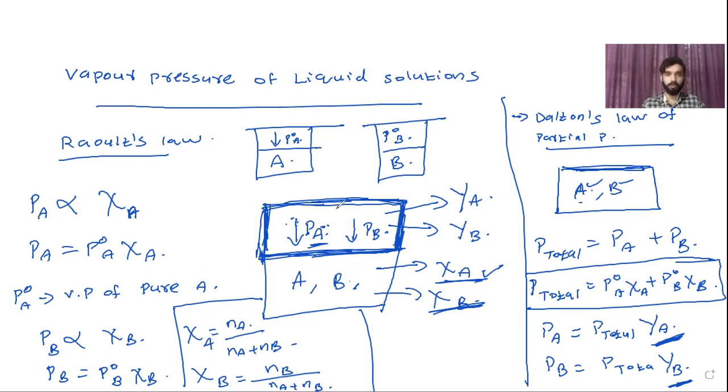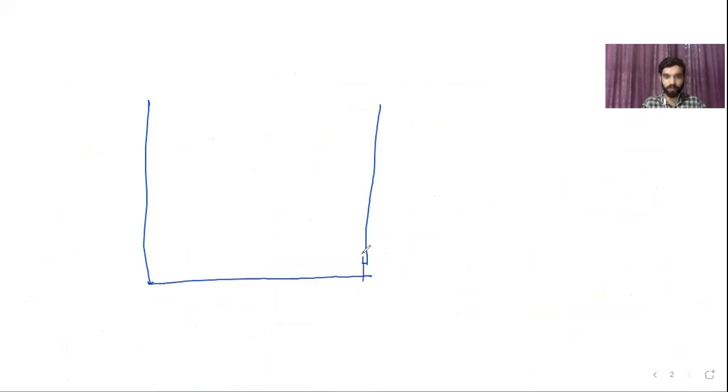Okay, so now we'll move to the graph of it, how to represent this Raoult's law graphically. It's not a conventional graph, a little different. In the x-axis, we'll plot mole fraction, and in the y-axis, we plot vapor pressure. Vapor pressure in the y-axis, mole fraction in the x-axis.